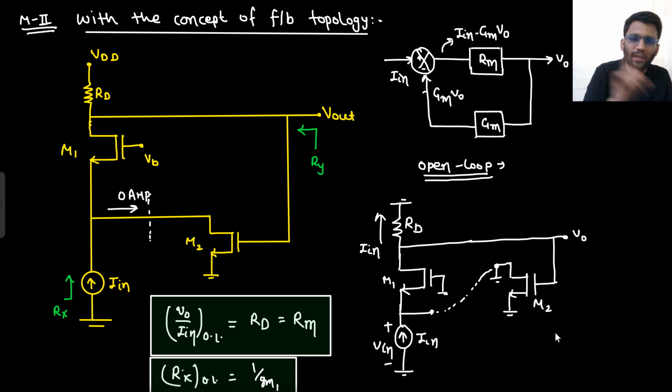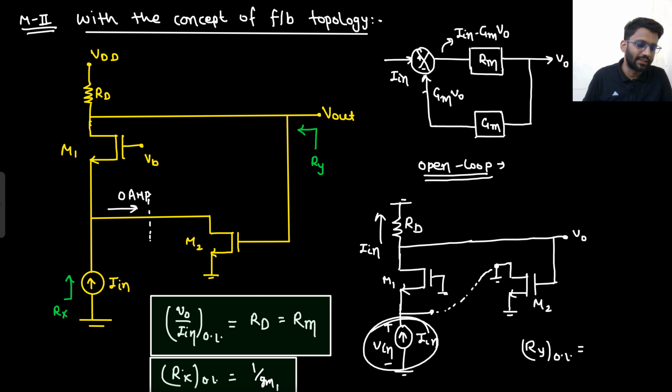What about R_Y open loop? You can say R_Y open loop. This is the best analysis. What will happen? This current source will be gone. If this current source is gone, this will not drive any current. So the only current that will be driven will be by RD. So R_Y open loop will be RD.